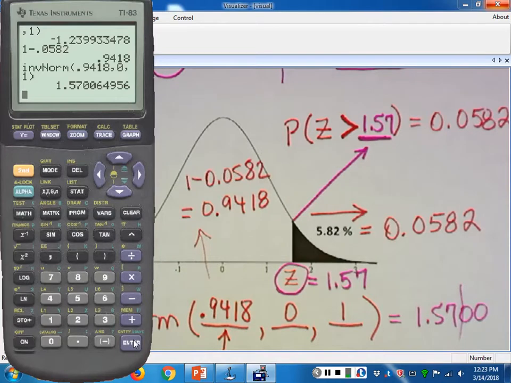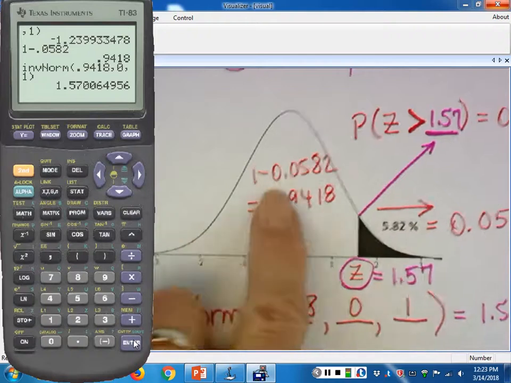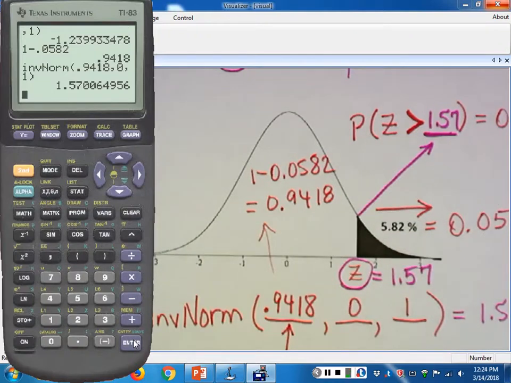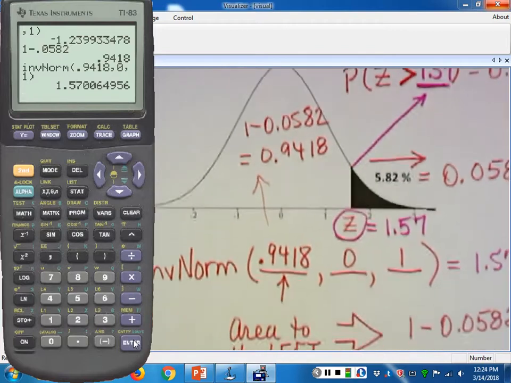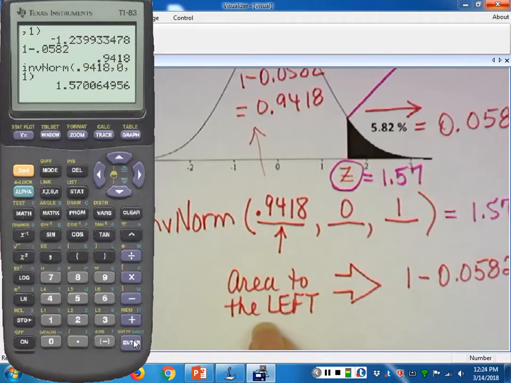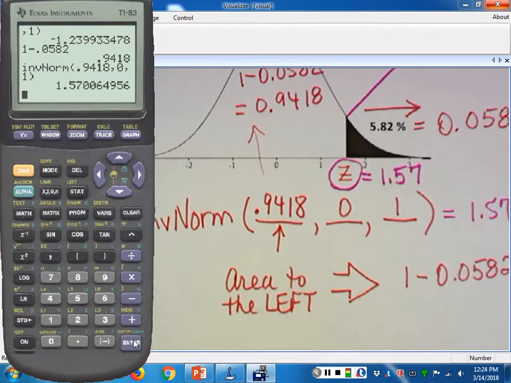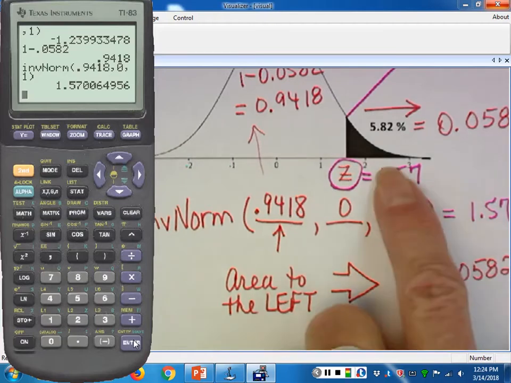Okay? Now, that took 2 steps. You can eliminate one of those steps as long as you understand what I just did. So before I tell you you can eliminate the second step, does anybody have a question about why we had to do this step about subtracting from 1? Okay, the reason we had to do the subtraction from 1 is because when we do inverse norm, the first thing it asks us for is what is the area to the left of whatever it is you're trying to find. I didn't have the area to the left. I had the area to the right.